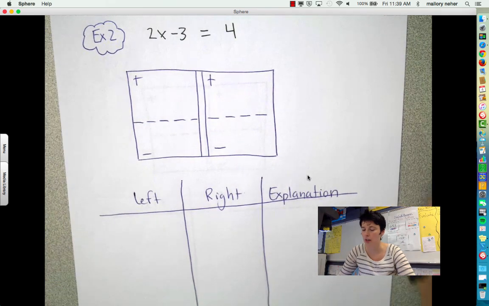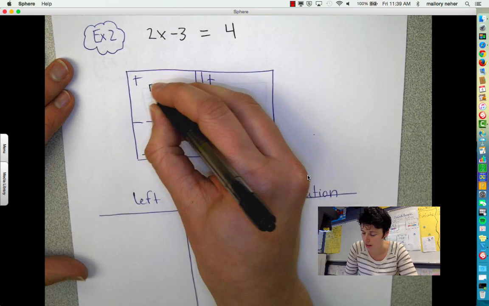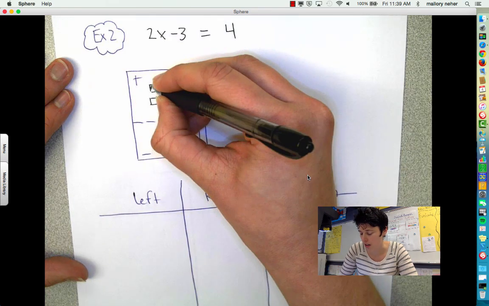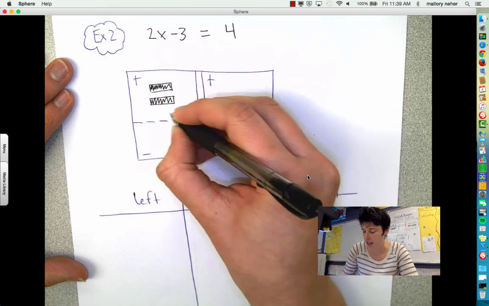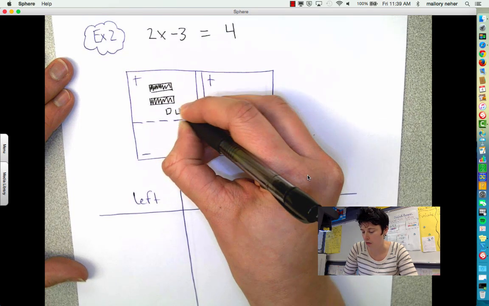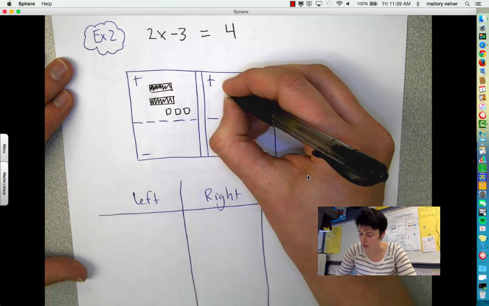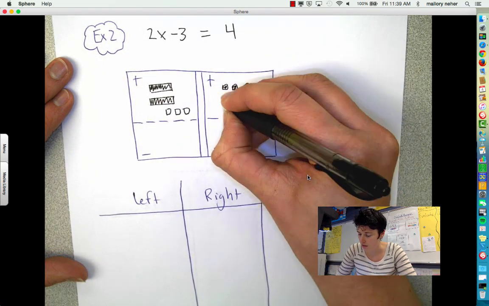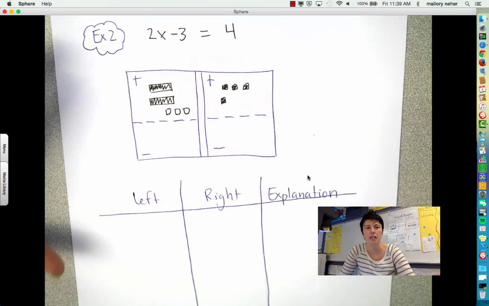So I'm going to draw 2x minus 3 equals 4 on my mat. I'm going to draw a picture of two x's. They're positive, so I'm going to shade them in dark. And then I'm going to draw a picture of negative 3, so 1, 2, 3 negative units. And then equals 4, so 1, 2, 3, 4 units that are positive over here. And that's my beginning step.